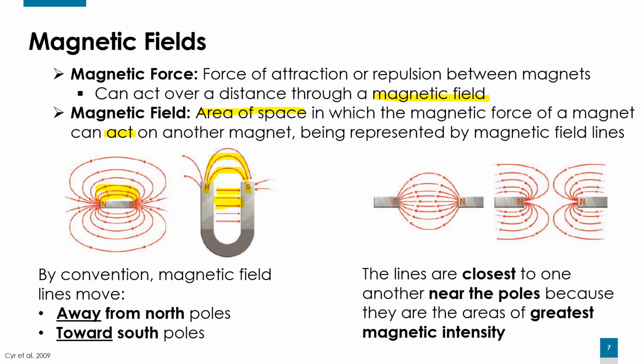And the lines are closest to one another near the poles. So near the poles is where I have the closest lines because they are areas of the greatest magnetic intensity. So at the poles, I always need to write from north to south. But close to the poles, I have the biggest magnetic force or magnetic intensity because the lines are closer, okay? The closer they are, the more intense it is, even though they are repelling. So for example here, they are repelling each other, but still they are closer than in the other regions, if you compare.